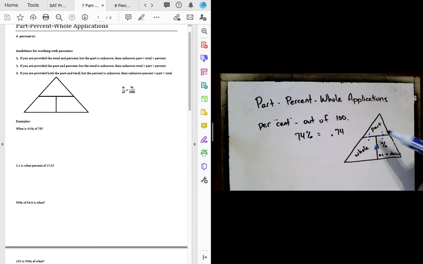So if we were given the part and the percent, for example, and we wanted to know the whole, we would take the part and divide by the percent as a decimal, and that would give us the whole. If we knew the whole and the percent and we wanted to know the part, then we would multiply these values together in order to get the part. If we wanted to find the percent and we knew the part and the whole, then we would simply do part divided by whole, and that would give us the answer as a percentage in decimal form. So we'll look at these examples here, and really the main thing is going to be identifying what pieces are given to us, and then of course how we apply the triangle.